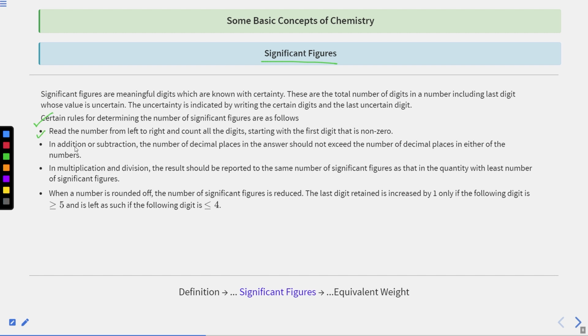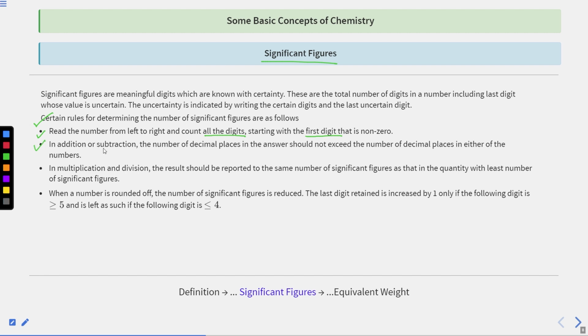First one, read the number. If we have a number, we have to read the number from left to right and count all the digits present in it, starting with the first digit that is non-zero. So if we are having a number, we have to start counting the digits from left to right, and the first digit should be non-zero.